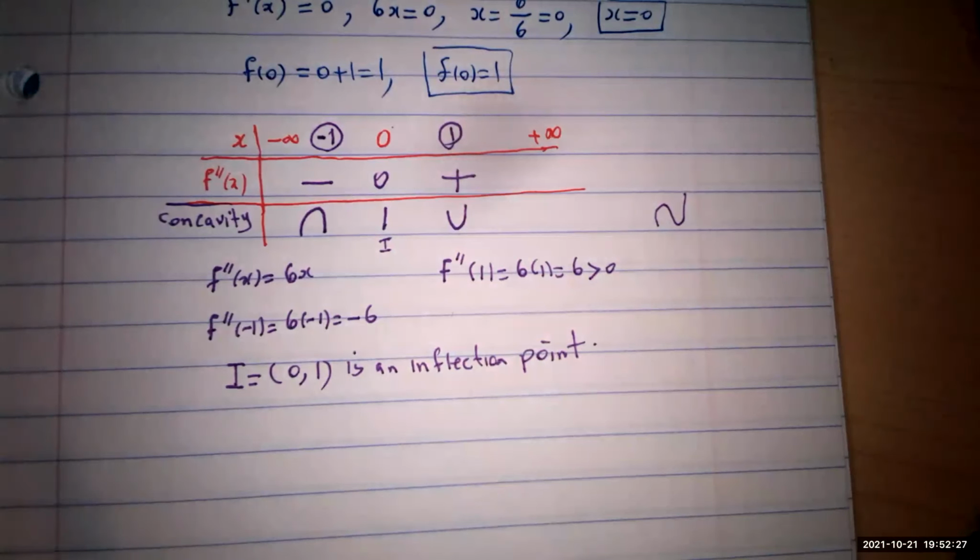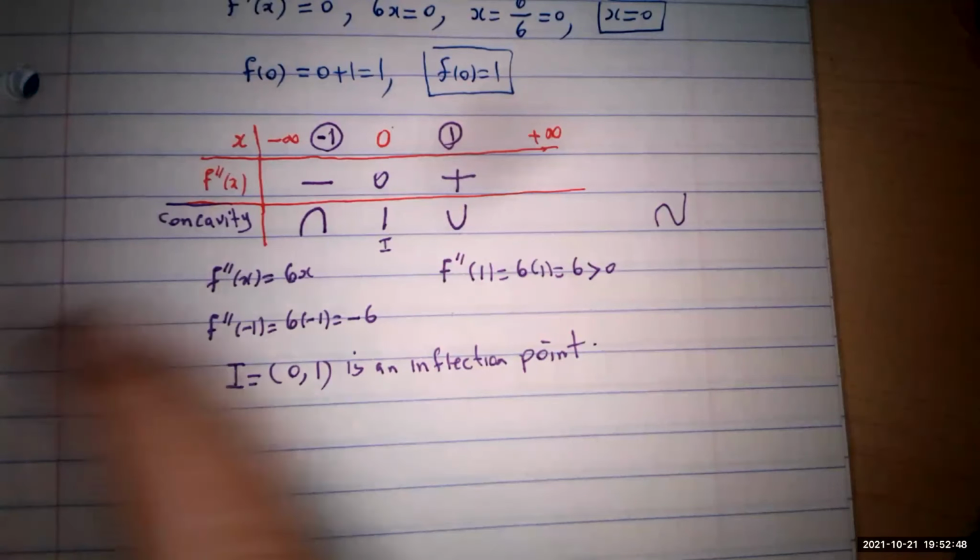Some people don't test it. They get the f double prime, let it equal 0, and claim the result to be an inflection point. No, I can easily give you a function where f double prime equals 0, but the point is not an inflection point. So you have to be careful. You have to give us this result.